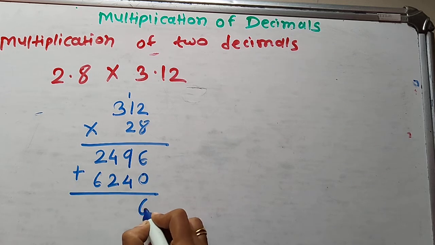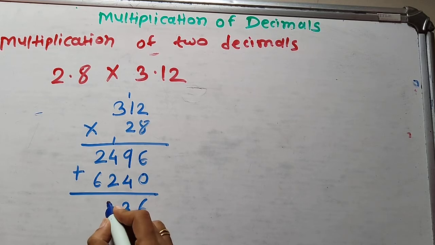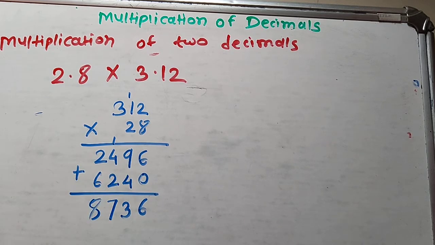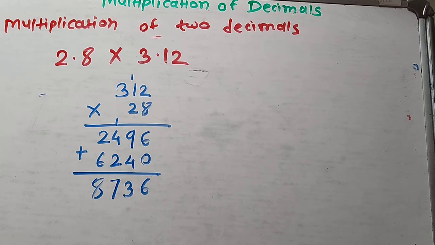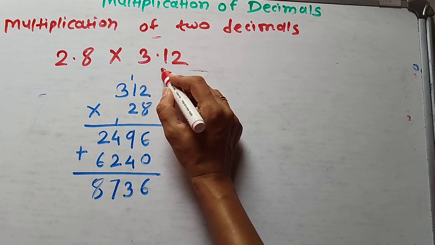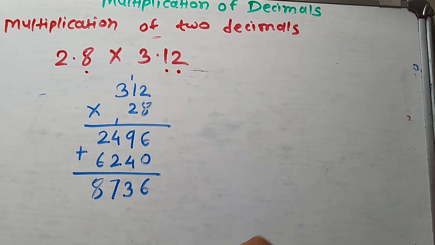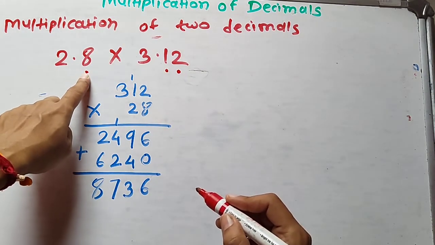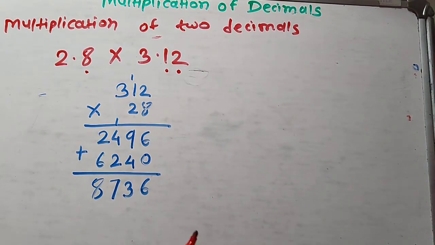Now add these two numbers. 6. 9 plus 4, 13, 1 carry. 4 plus 3, 7 and 6 plus 2, 8. So here we get the number 8,736. Now you have to count the total digits after the decimal point. Here is 1 digit, and here 1, 2, 3. Total 3 digits after the decimal point. So you have to put the decimal point before 3 digits.